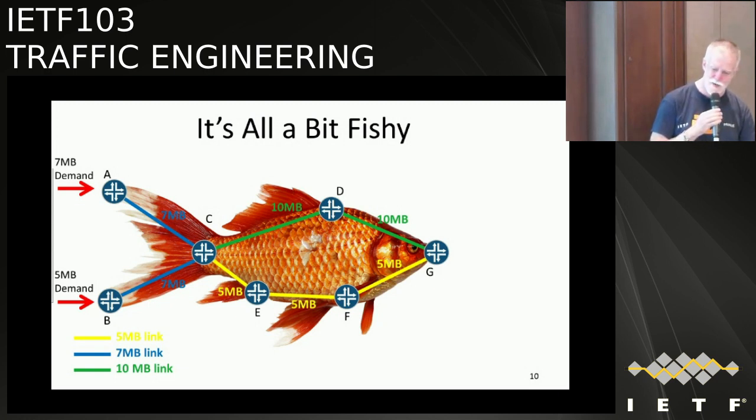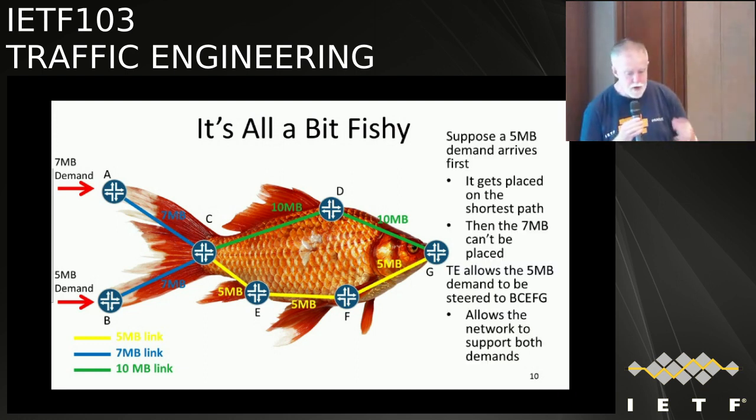Virtualized nodes, yes. So suppose the 5 meg demand comes first, and it's routed on shortest path first. Well, it's going to go on the blue link. It can't help, and it's going to pick the green links to go through. And when that happens, the 7 meg demand turns up, and it can't be placed. Clearly, the network can support both demands, but not if they arrive in the wrong order and they're just handled as shortest path first.